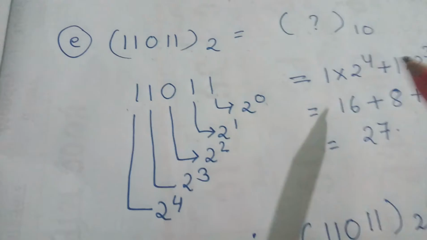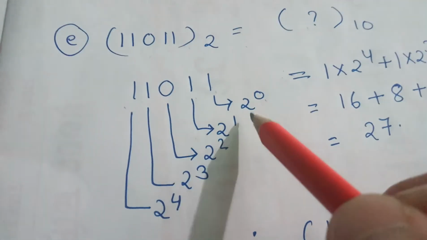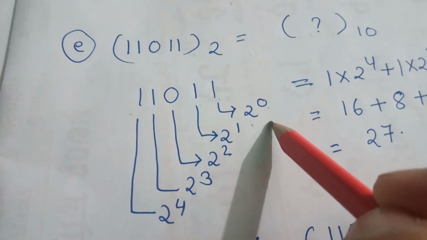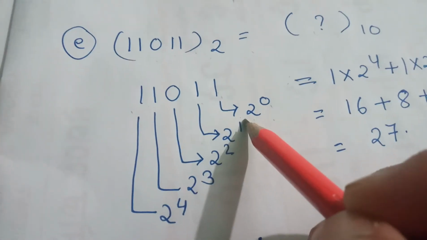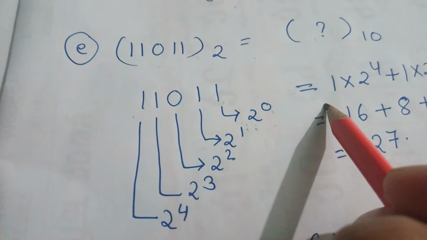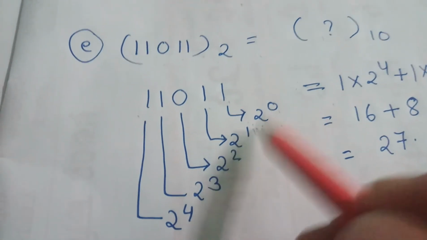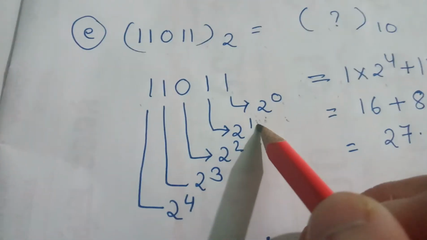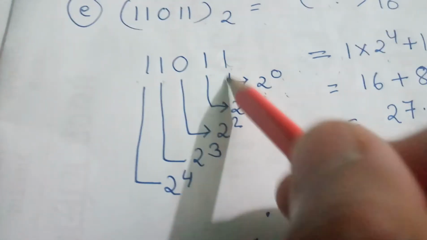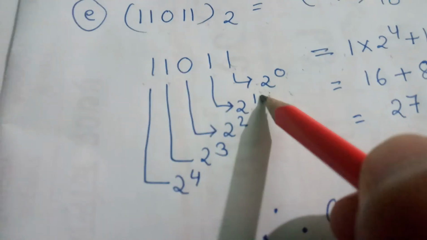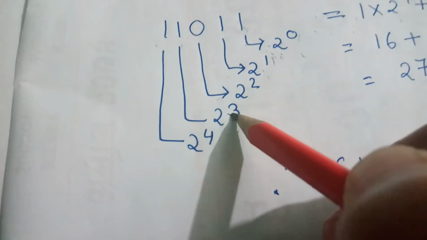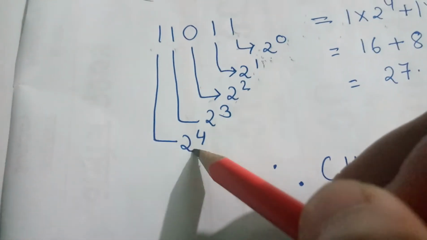You need to move from right to left, and while converting from this binary to decimal, you need to always multiply by 2 raised to power its respective place value. So now this one, it is having the place value 2 raised to power 0, and then this one is having 2 raised to power 1, and this 0 is 2 raised to power 2, and this one is 2 raised to power 3, this one is again 2 raised to power 4.